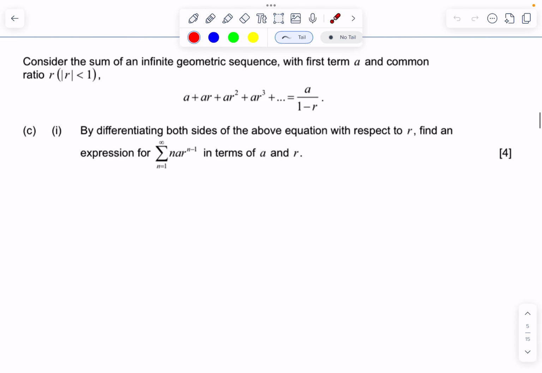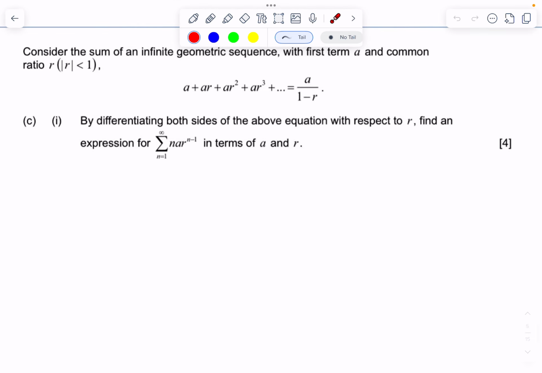Now today I am going to explain the C part. In part C, consider the sum of an infinite geometric sequence with first term a and common ratio r, where modulus of r is less than 1. Now look here, this is an infinite geometric series. In an infinite geometric sequence, you know that the sum is given by a upon 1 minus r. This is the formula when modulus of r is less than 1. So that is what is written here.